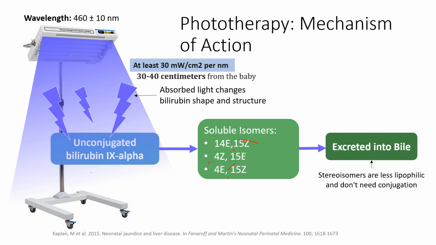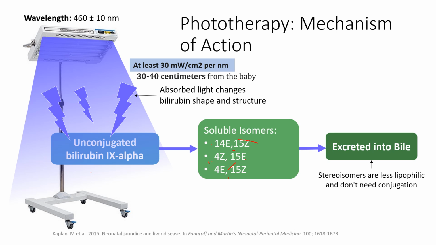The recommendation for the phototherapy is that it should be at least 30 milliwatt per centimeter squared. So the intensity of the light should be 30 milliwatt per centimeter squared. That's number one. The wavelength is around 460, so that can be a board question. The wavelength is 460 plus or minus 10. The light intensity is around 30, and you should measure it.